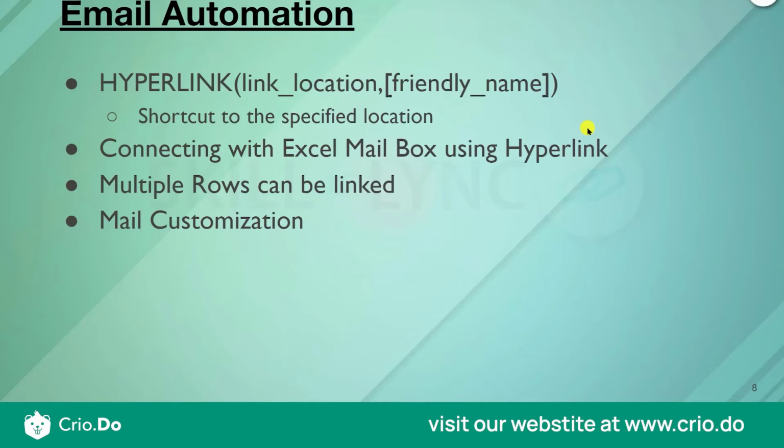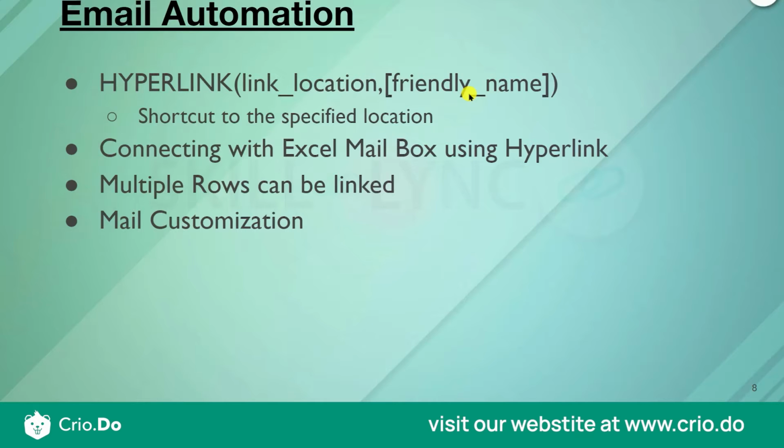To cover this email automation, we are going to cover a function that is hyperlink. The hyperlink function takes two arguments. The first argument is the link location, and the second argument is the friendly name that you're providing to that link. So it's like you're clicking on send email, and if you click on that, Outlook is opened. Outlook is the link, and the friendly name is send email.